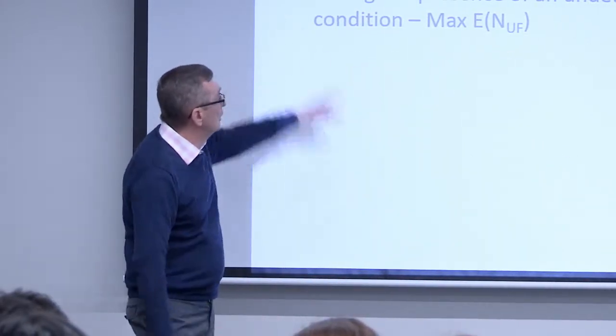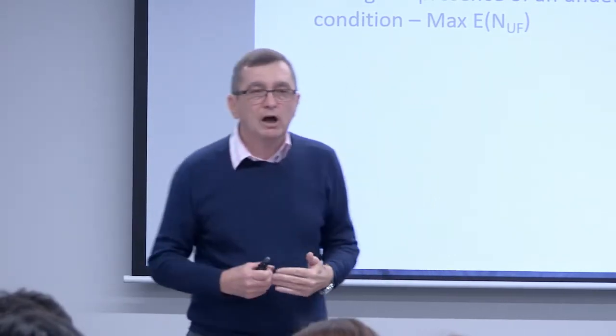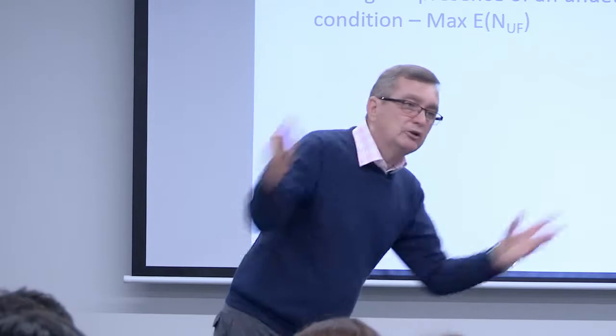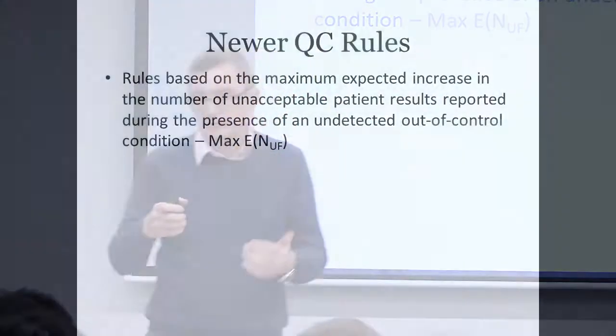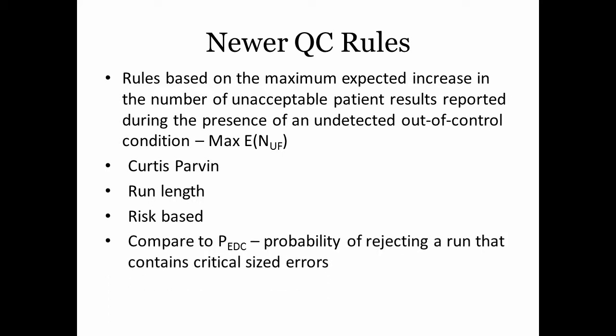So people have come up with rules like this, and I must admit I have problems trying to interpret that too. But basically what you're trying to identify is where's the risk to patients. So we want to move away from running QCs, which is a very artificial thing, to something about patient risk. There's an American who's done a lot of work in this, called Curtis Parvin. So it's all related to this issue about run length, and it's risk-based. Pathology is moving towards a risk base rather than compliance, and we can compare the probability of error detection, and that's the probability of rejecting a run that contains critically sized errors.